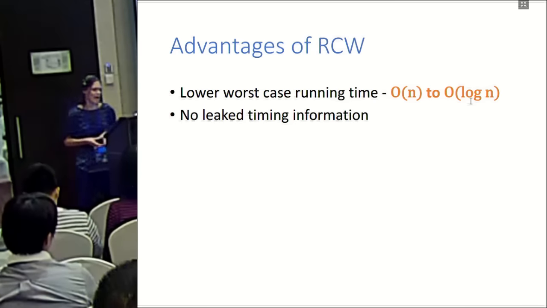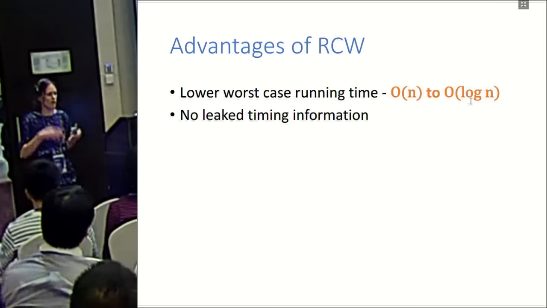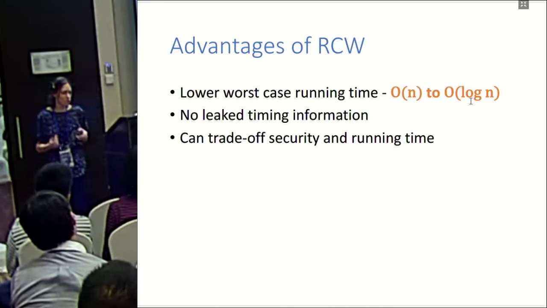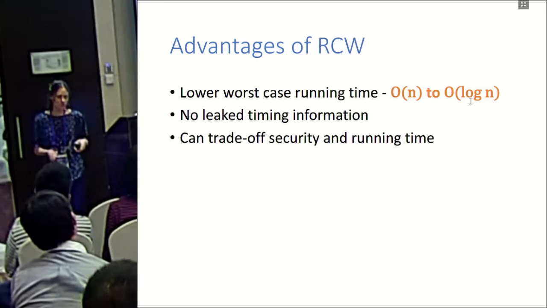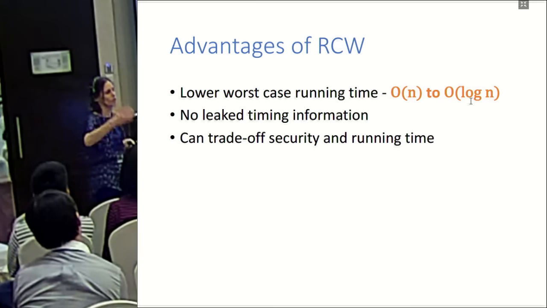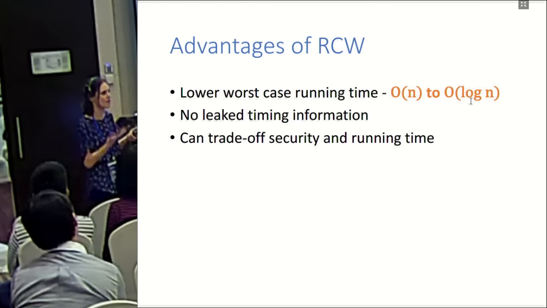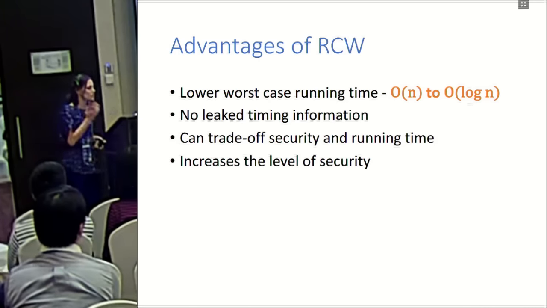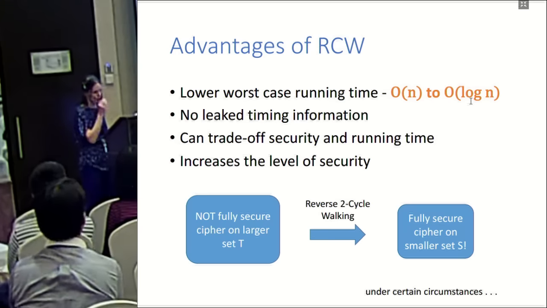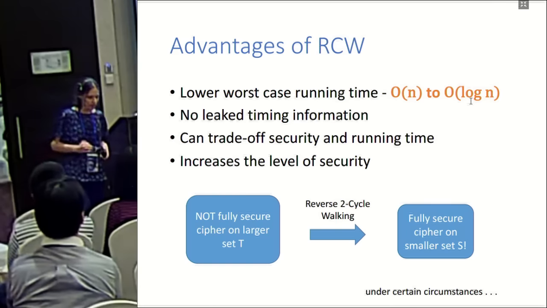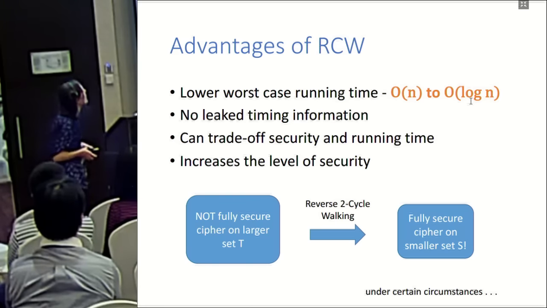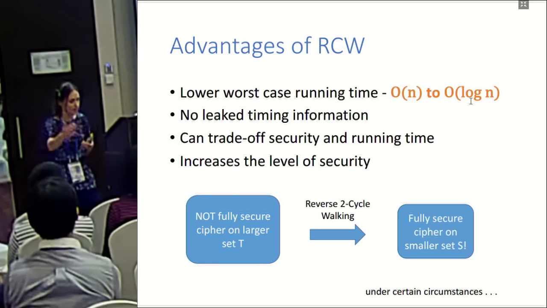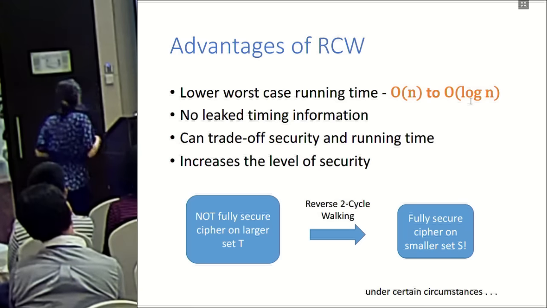We have no leaked timing information here, so everything is going to take the same amount of time to evaluate. In addition, we can now trade off security and running time. So you can choose, OK, maybe I don't want to do the full log n steps. I can make a trade-off depending on how secure or how random I need my permutation to be. In addition, we're going to have some other benefits, like increasing the level of security. And the reason we get some of these, and I won't go into too much detail on it, is that essentially we only need to evaluate the points in S. We don't need to evaluate the entire permutation in the worst case.